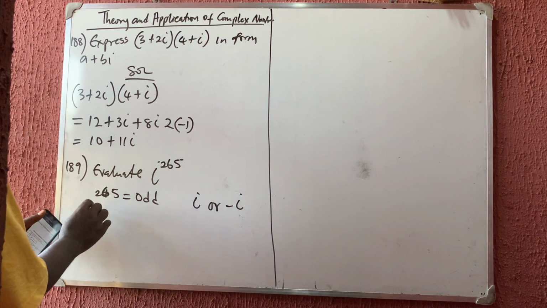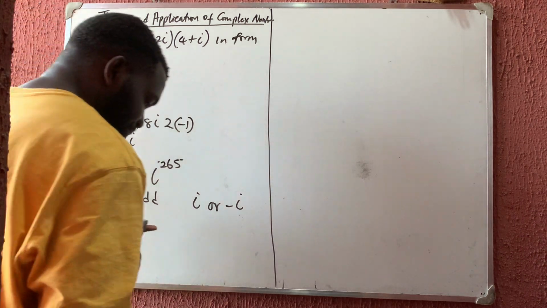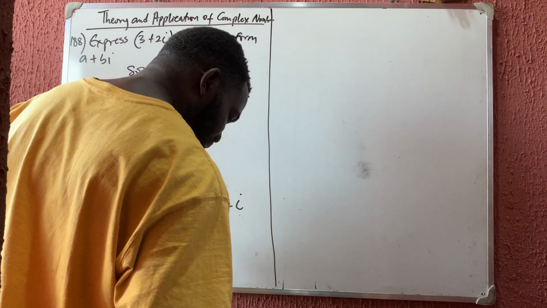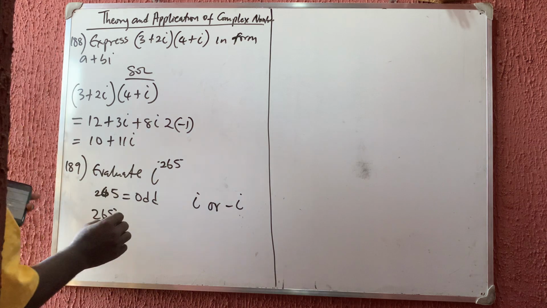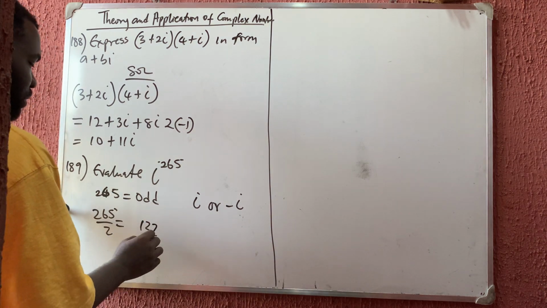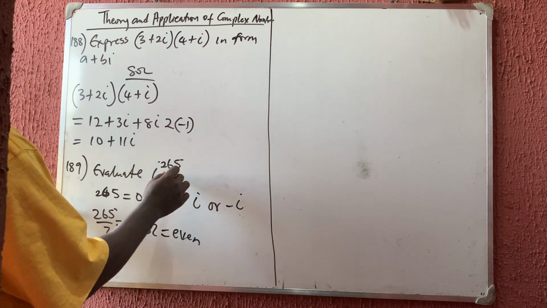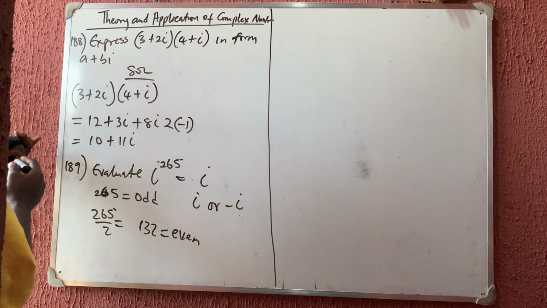All right, so when I divide 265 by 2, I will take the whole number part. 265 divided by 2, I'm having 132.5, but I don't need that point, which is equal to an even number. So if it's an even number, I'm taking the positive side. So the answer to this is what? The answer is simply i.